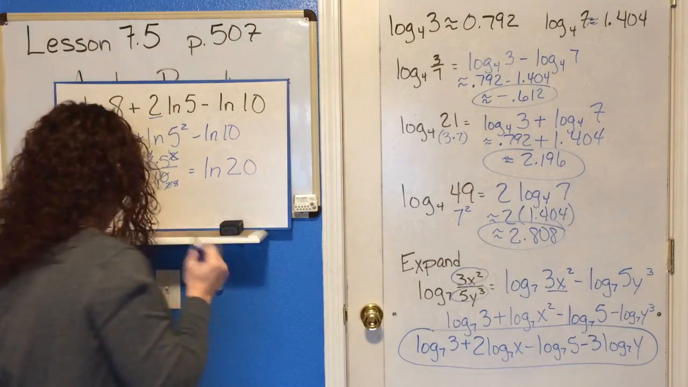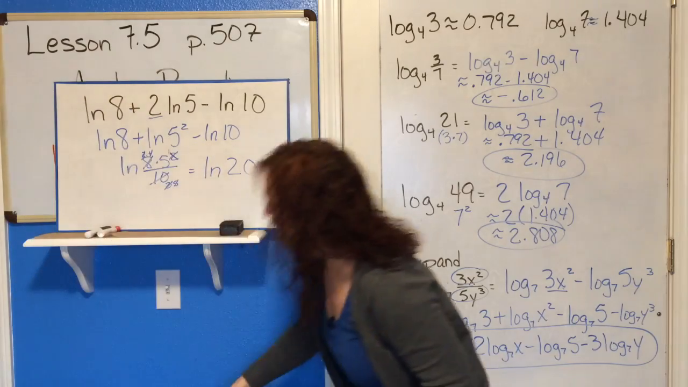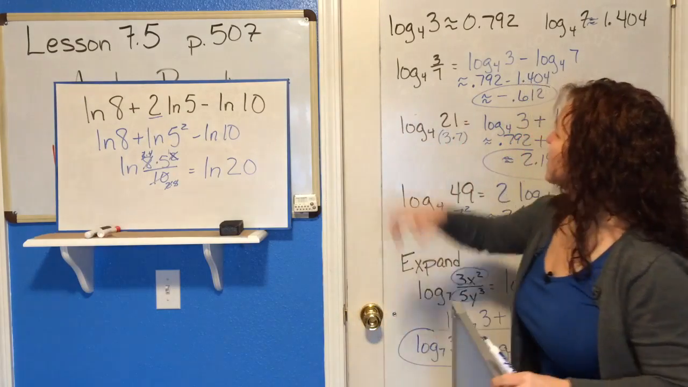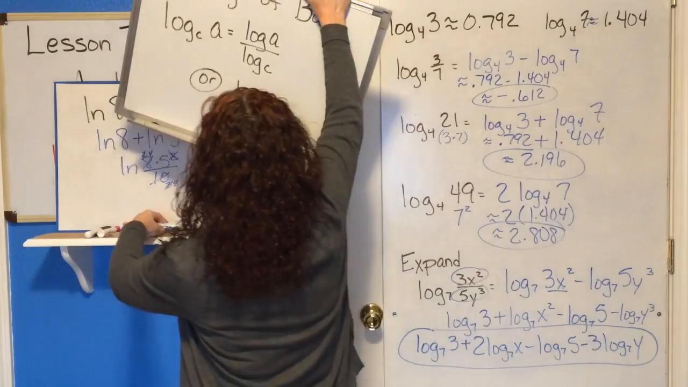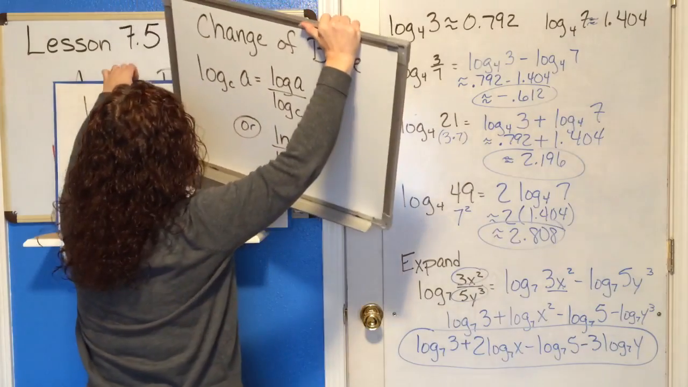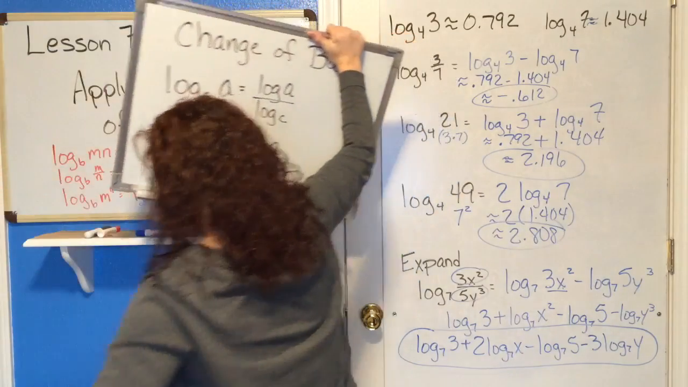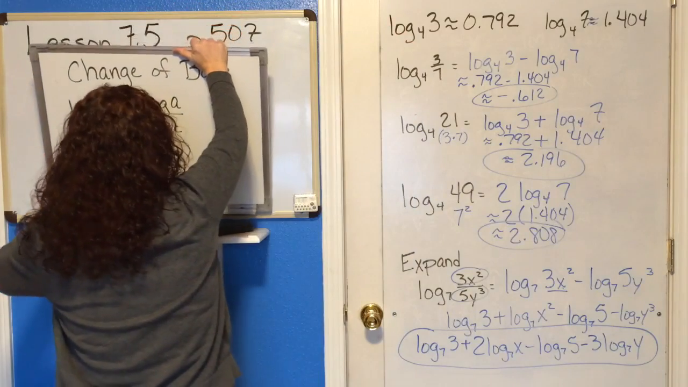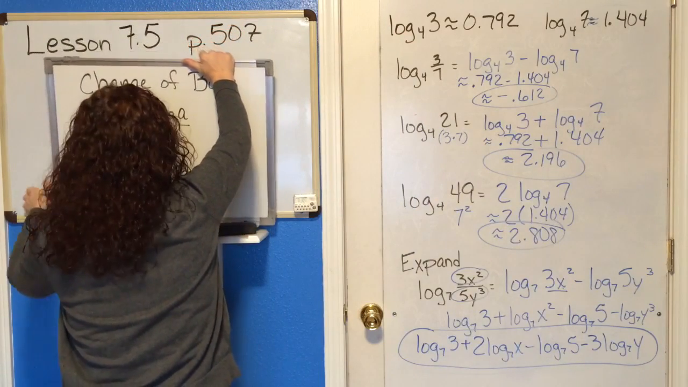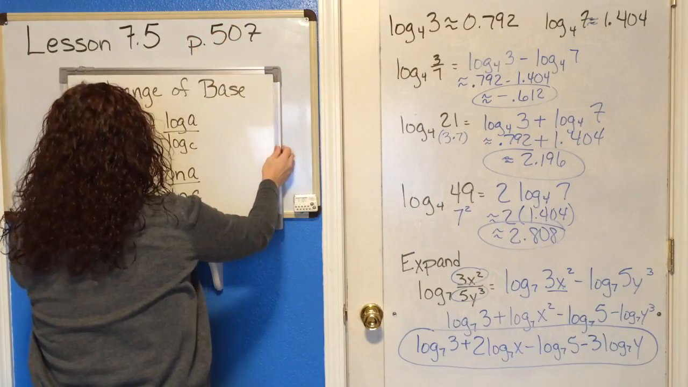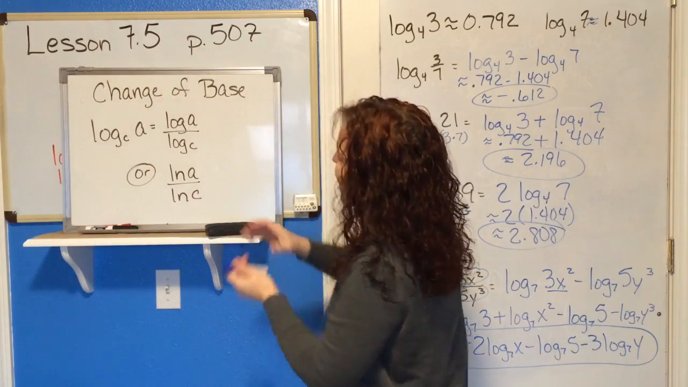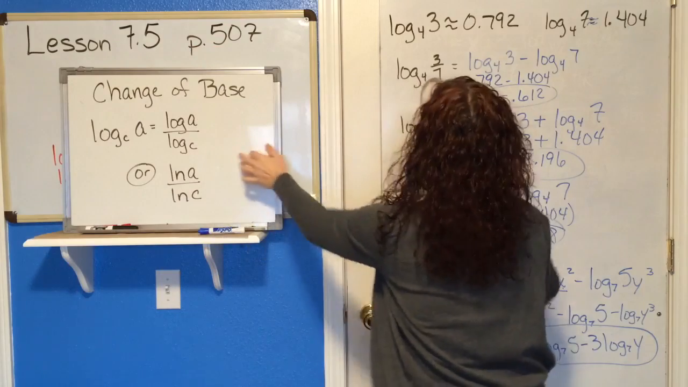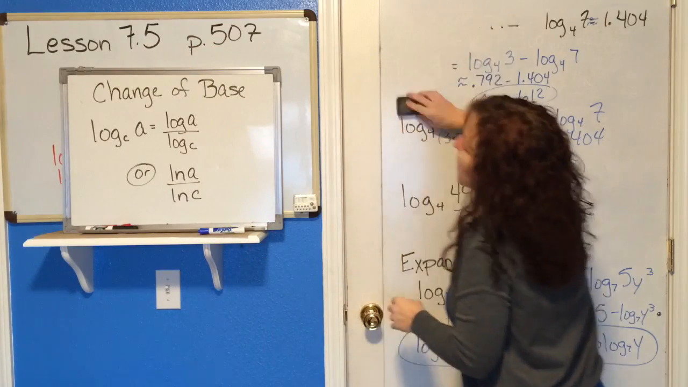All right. The next thing is we've got all these crazy bases, base 4, base 7. So there are times when we've got all these different bases and we don't want them. We want the base 10 and the base e are the ones that we want to use. And there is a formula that will allow us to do that. And that is the change of base formula. You're going to want to write this down into your notes.